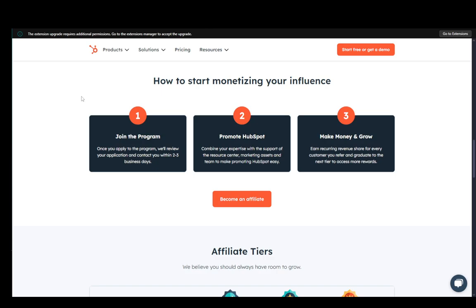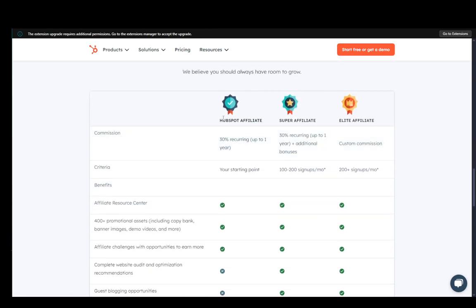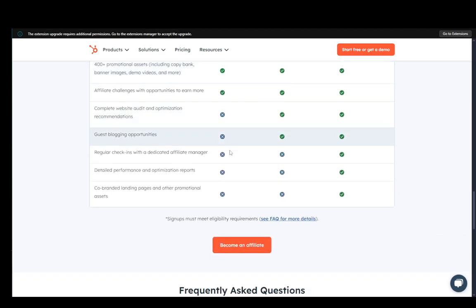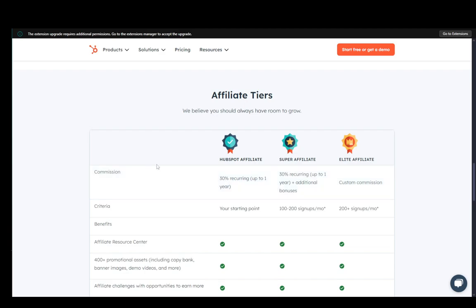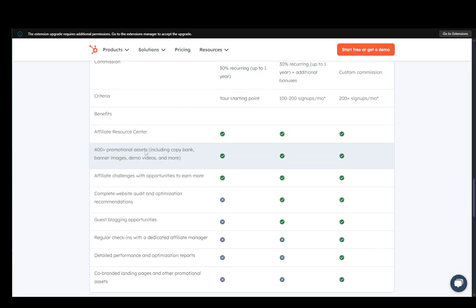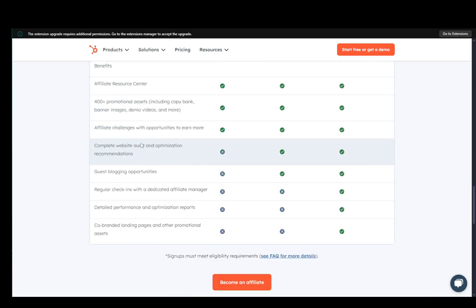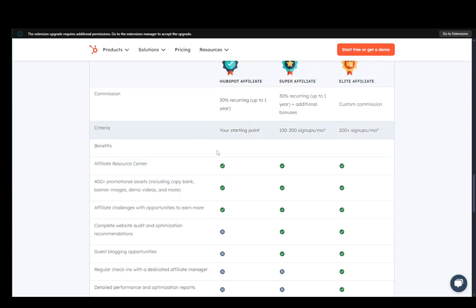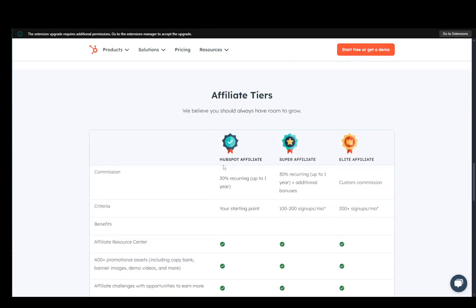Then once you make money, you will go up through the tiers, which are down here. As you can see, you have the affiliate, super affiliate, and elite affiliate. In other places I saw that they have sort of platinum, diamond, and elite or something like that. I'm not sure if that is exactly this, but as you can see, these are the benefits you get from getting over the tiers. And as you can see, the starting point is affiliate, then 100 to 200 signups per month is super affiliate, and 200 plus is elite affiliate, and that is basically it.